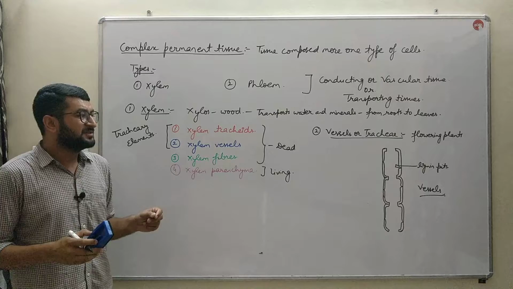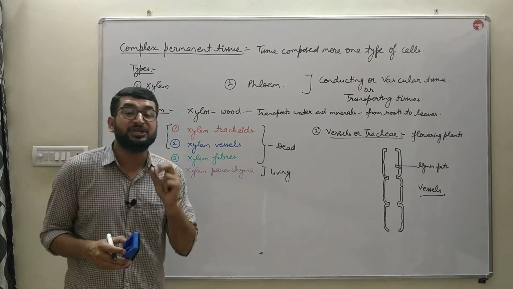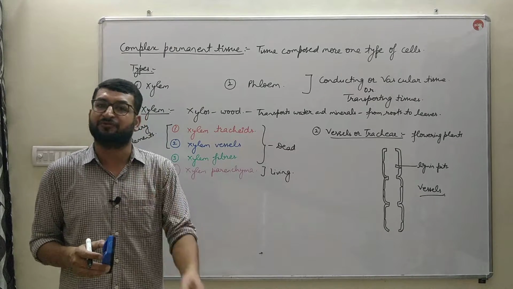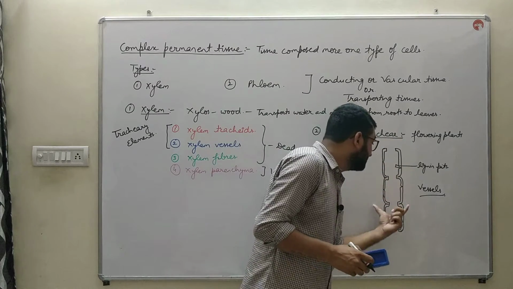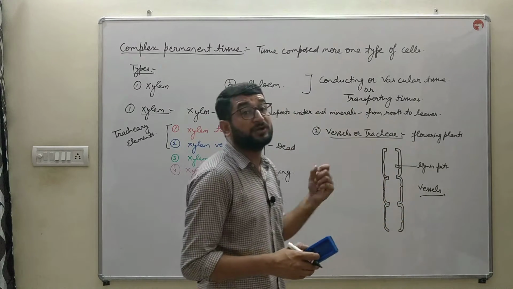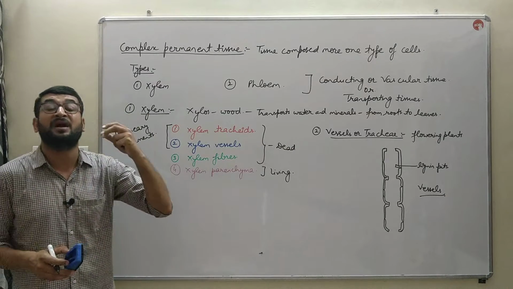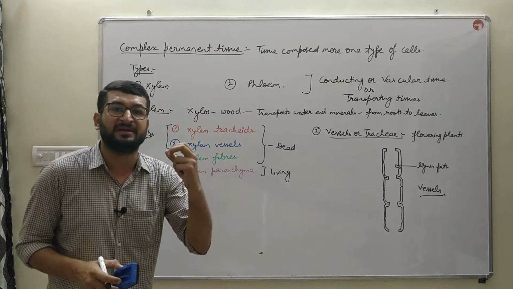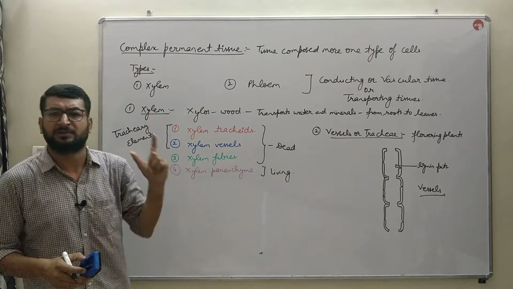Xylem vessels along with the tracheids play the major role in the transportation of water and minerals. Plus, due to the presence of these vessels, the water can reach very long heights, like a plant such as eucalyptus, which may be 30 meters in length. Eucalyptus is a plant that can grow up to 30 meters high.